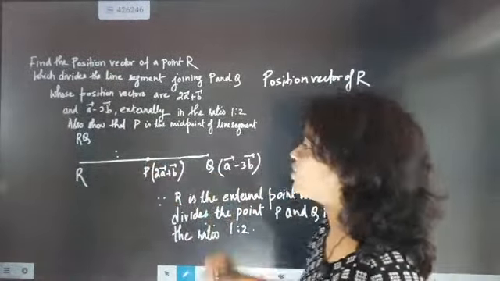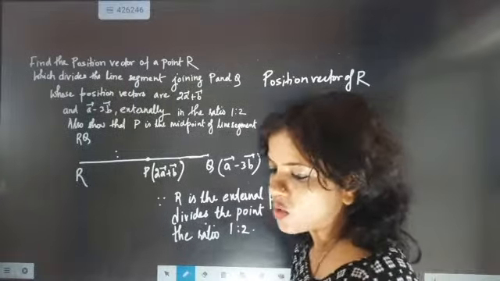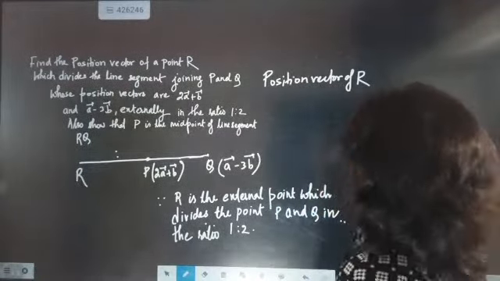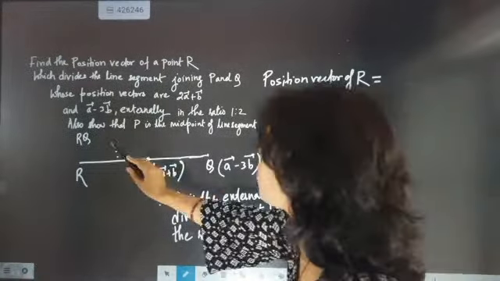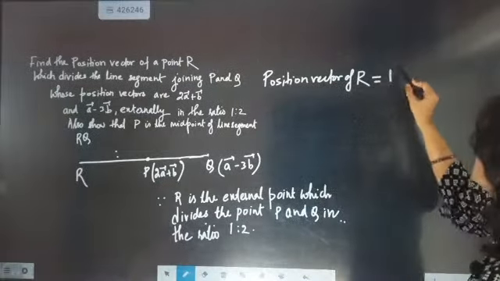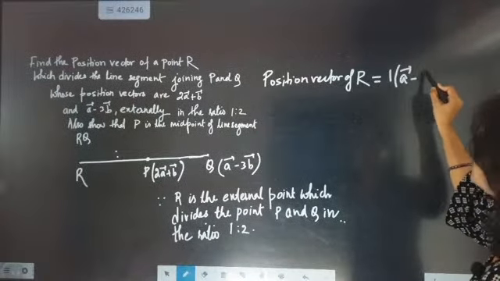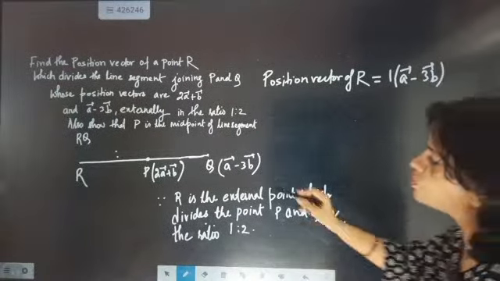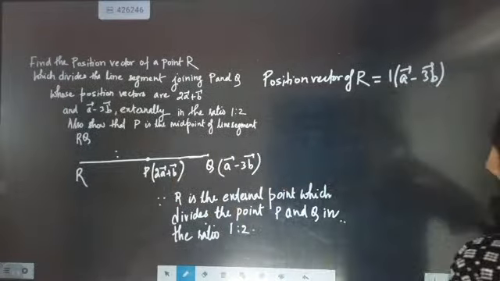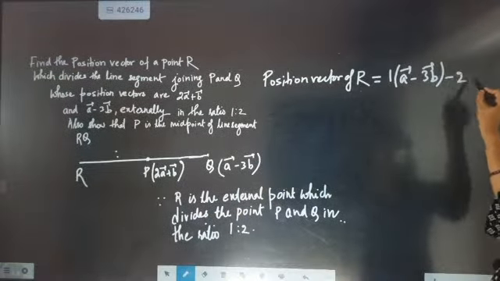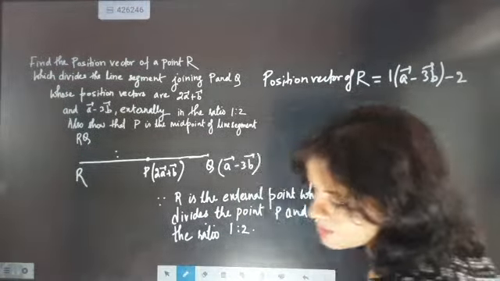RP is to RQ is coming as 1:2. So now what we are going to write here is position vector of R will be equal to 1 will be multiplied with Q, that is A vector minus 3B vector. Now 2 will be multiplied with P. So it is exactly going to come as -2, -2 will be multiplied with Q point.